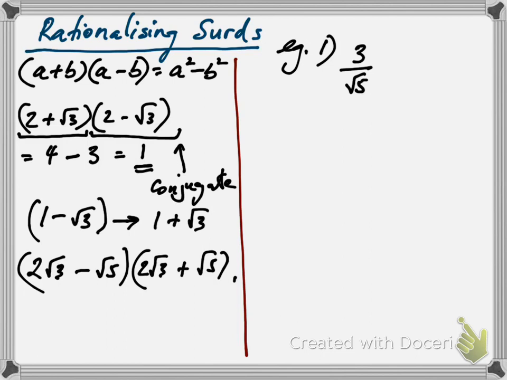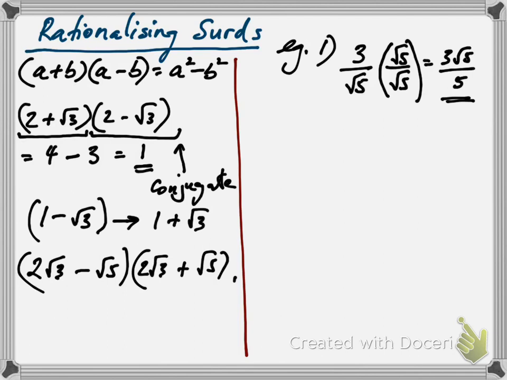So if you want to rationalize, all you do is you multiply this by 1. So how do you multiply it by 1? You multiply it by √5 over √5, and that will cancel to give you 1. So the top will be 3√5, and the bottom will be, if you multiply √5 by √5, you end up with 5. And that's how you rationalize a simple surd.